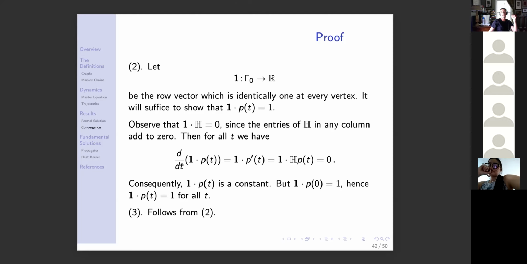I won't say much about it. Part three said that F is a probability density. That's obvious now from part two. Okay, so we've just proved part three.